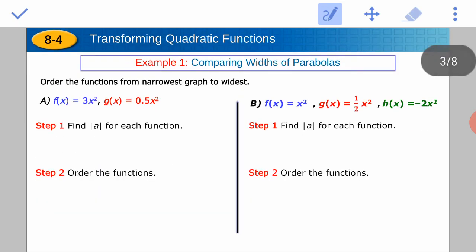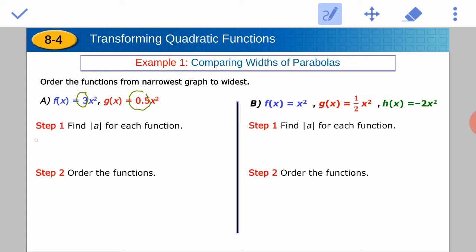Guys, let's see our first example. In our first example, we're comparing the widths of parabolas, and we don't even have the graphs of the parabolas, we're only given the equations, so we can only compare the coefficient of x squared in every function, so we can figure out the width of each one.